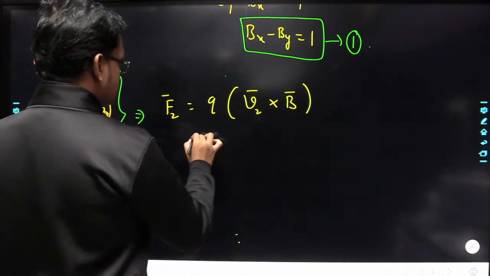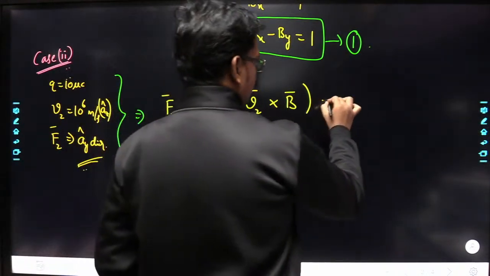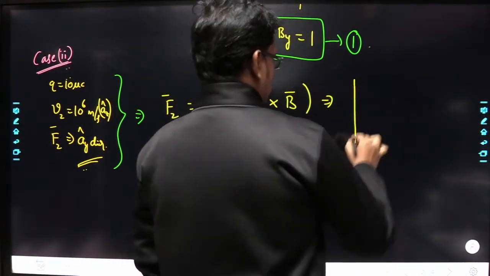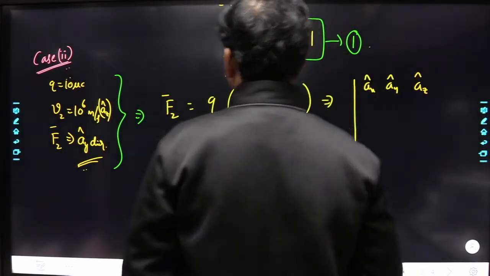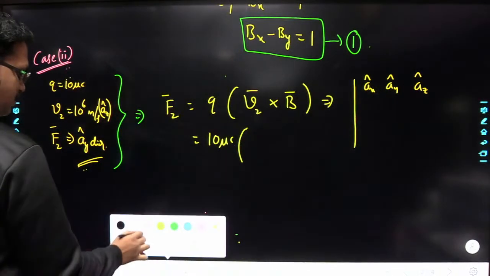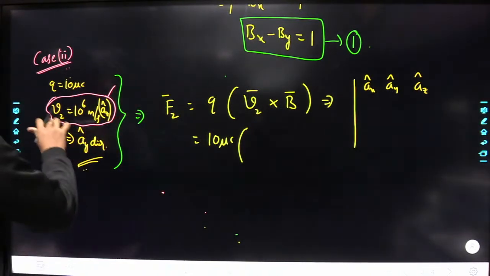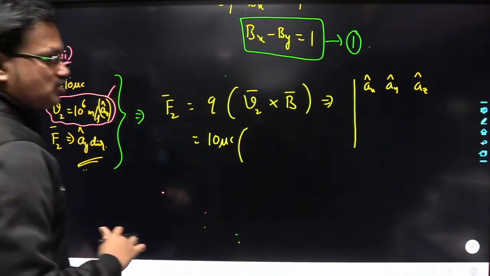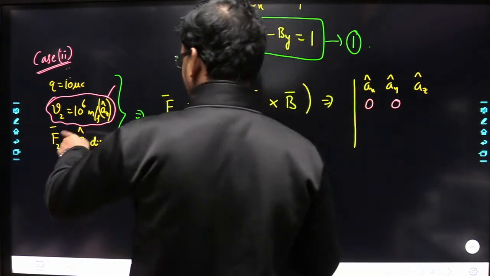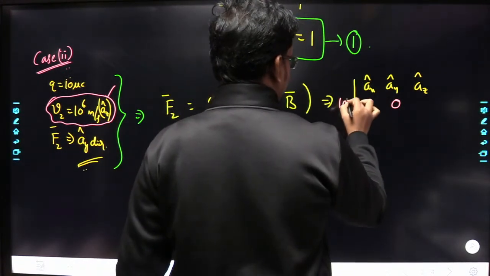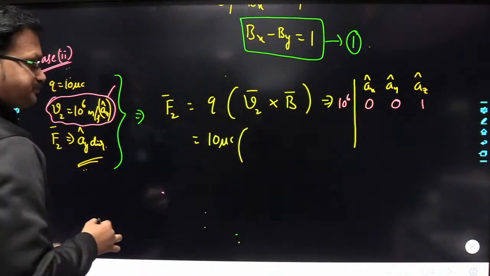Now here Q is equal to 10 microcoulomb. Now what is V2 bar cross B bar here? So V2 bar cross B bar, that is AX cap, AY cap, AZ cap. V2 bar has only one component here, that is the Z component. The X component of V2 is 0, the Y component of V2 is also 0. So you can put 0, 0, and it has only the Z component. So here I can write 10 power 6 outside, and here I can write 1.